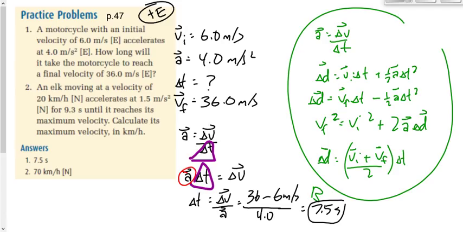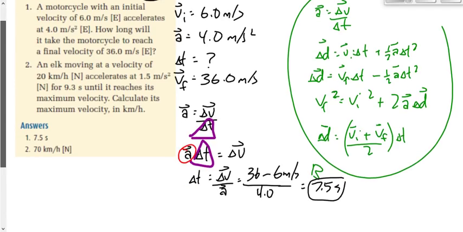Let's try number 2. Number 2 says, an elk moving at a velocity of 20 kilometers per hour north accelerates at 1.5 meters per second squared north for 9.3 seconds until it reaches its maximum velocity. What is the maximum velocity? I said yesterday, I don't really need it in kilometers per hour. You give it to me in meters per second, that's fine.